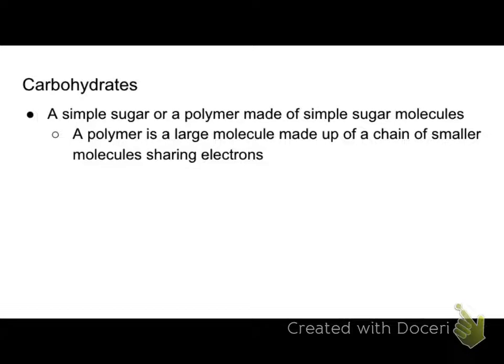So if you think about it like a train, the simple sugar is like one boxcar on a train, and the polymer is like the whole train, okay? So you have a bunch of these little simple sugars chained together, and they make up the big molecule of the carbohydrates.